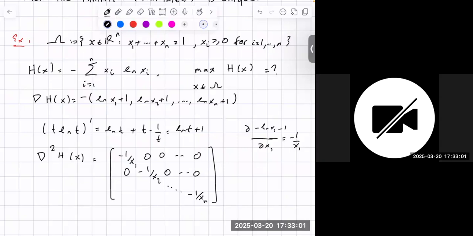Okay. And as you see, this is clearly a negative definite matrix. Everything is 0 except the diagonal, and everything on the diagonal is negative. As long as none of this stuff is 0, if it is 0, you've got to be careful. There is no 1 over 0.